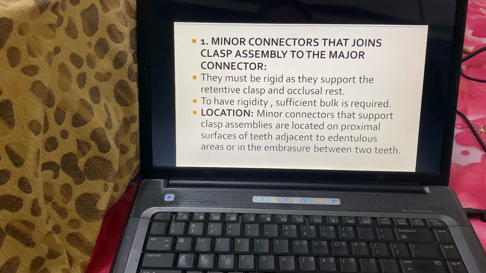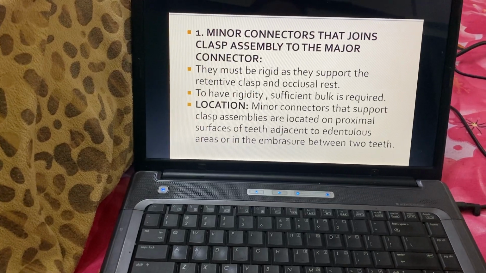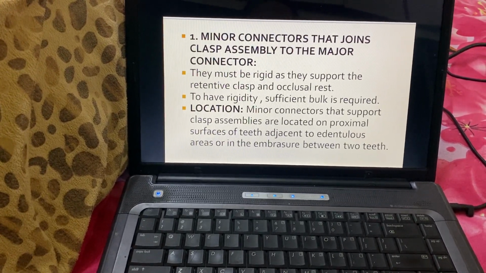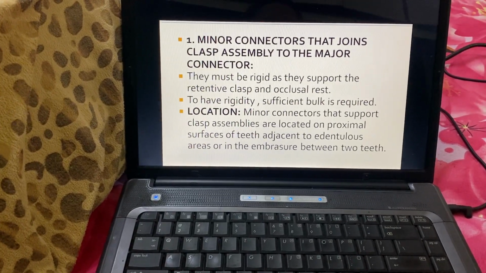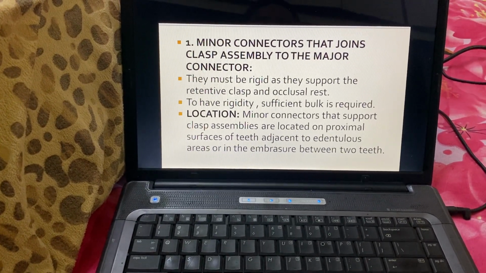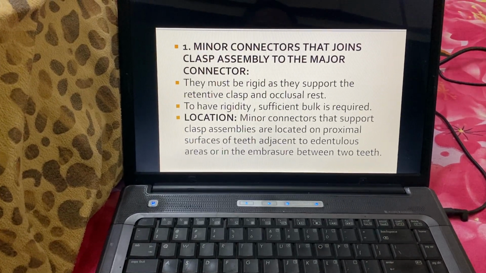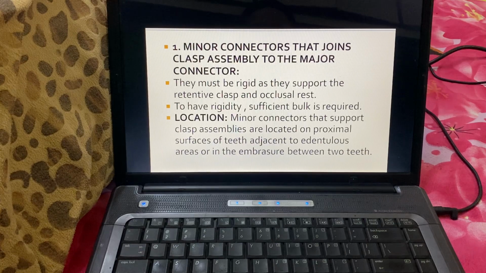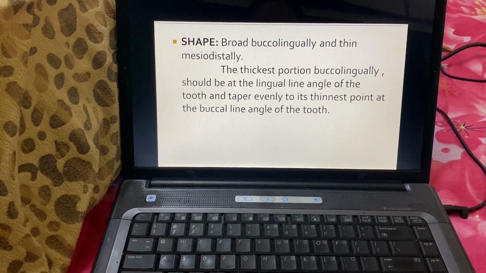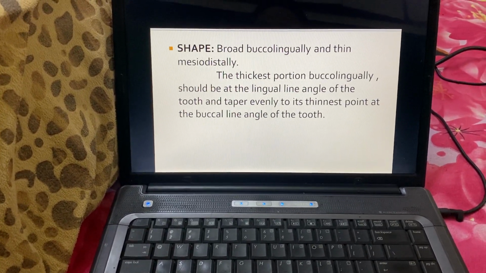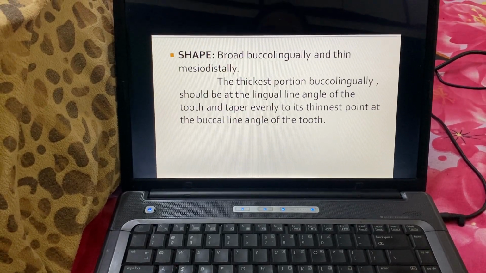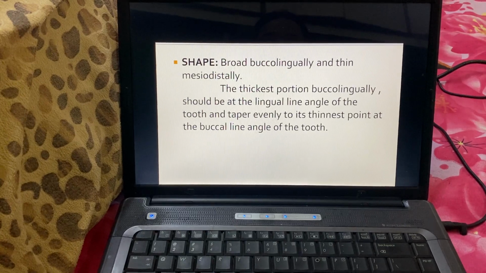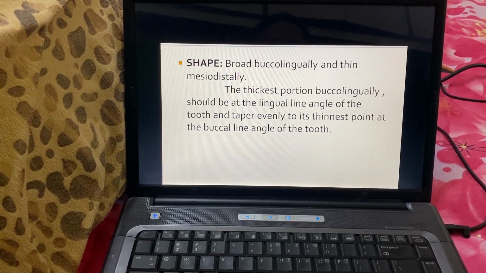Now, going ahead, minor connectors that join the clasp assembly to the major connector must be rigid as they support the retentive clasp and the occlusal rest. To have rigidity, they must be sufficiently bulky. They are located on the proximal surfaces of teeth adjacent to dentulous areas or in the embrasure between two teeth. It is broad buccolingually and thin mesiodistally. The thickest portion buccolingually should be at the lingual line angle of the tooth and taper evenly to the thinnest point at the buccal line angle of the tooth.